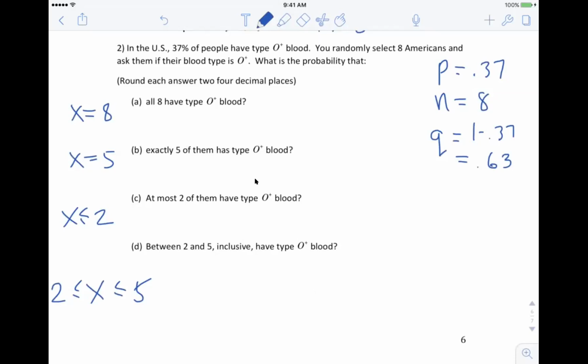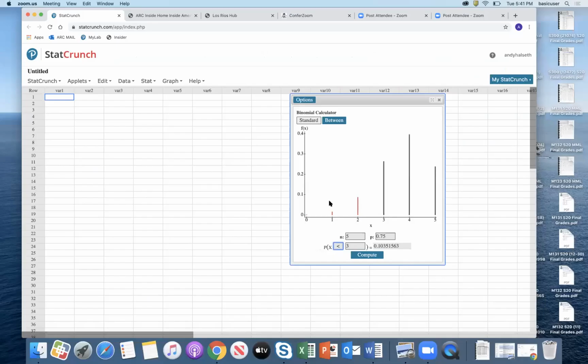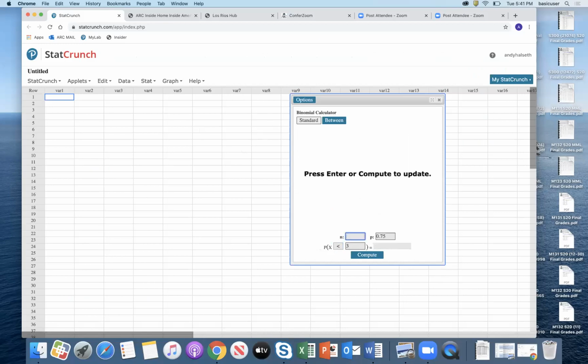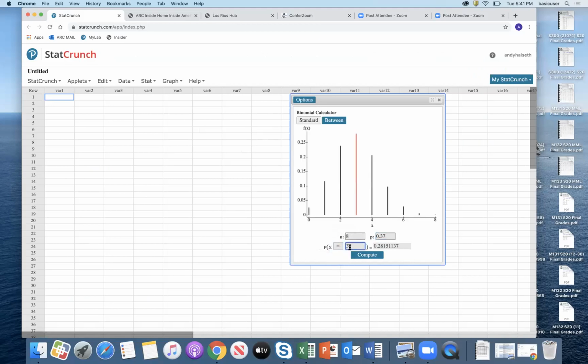Let's do StatCrunch. And here we go. Okay, so I've got to change my n to 8 and my p to 0.37. And if you do StatCrunch, you don't even need the q. Okay, and then we're doing x equals 8. There it is. And then it says round all these to 4 decimals. Round each answer. Oops, there's a typo, 2 to 4 decimal places. Okay, so 0.0004 for that first one.